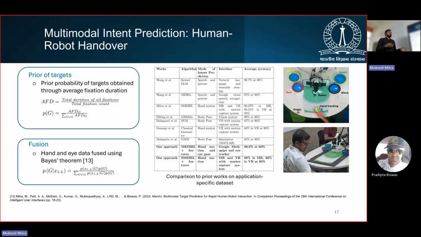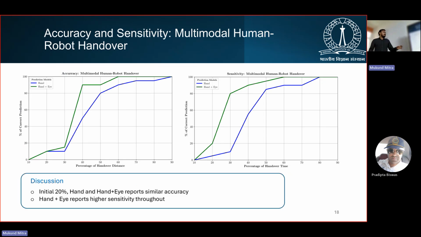So in the previous method, we assumed a uniform prior distribution, but here we argued that we can gain a lot of information about user intent by using data from multiple modalities. So instead of using only hand motion, we have taken data from eye gaze as well, using average fixation duration, and we calculated the prior probability of the goals. The rest of the algorithm remains the same. And using Bayes' theorem, we again calculated the probability of a goal given the partial hand trajectory. And here are the results.